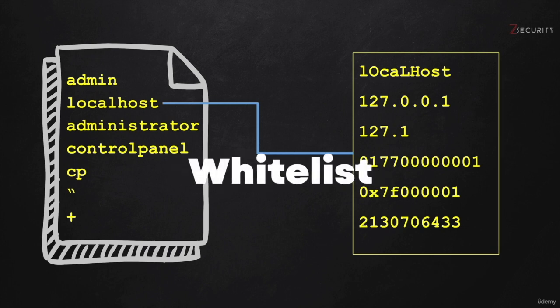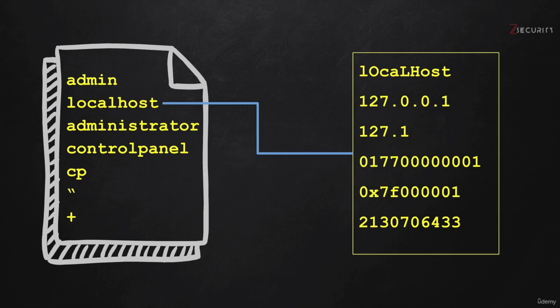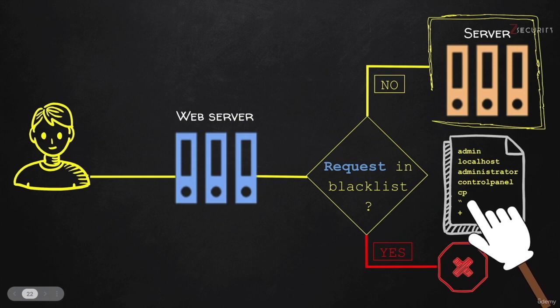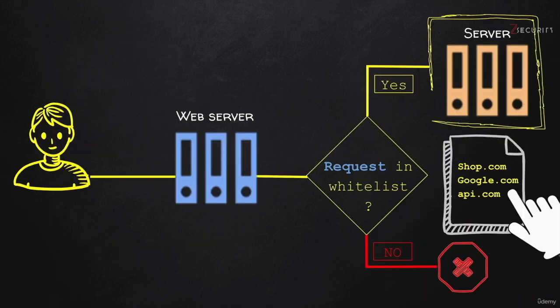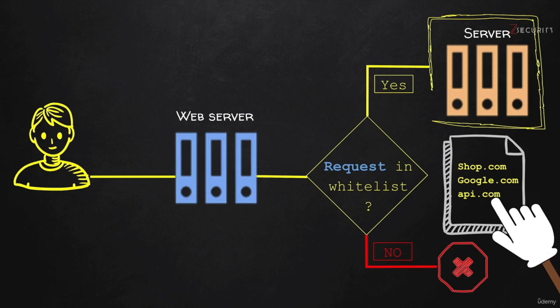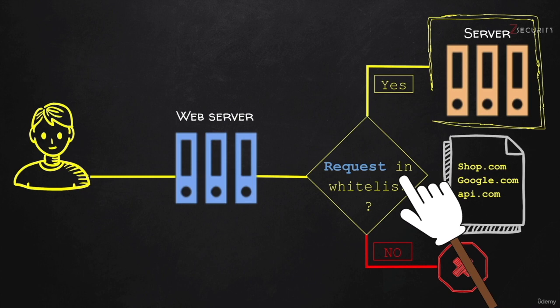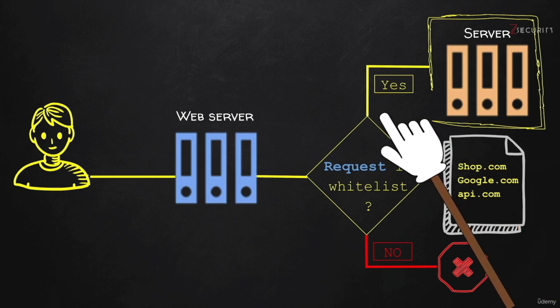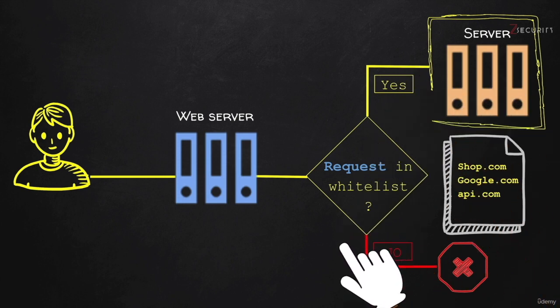So what do we mean by a whitelist? In a blacklist, we have a list of words that the requests should not contain. And if the request contains any of these words, we block it. The whitelist does the opposite. We have a list of words that can only be sent in the request. So it checks if the request is in the whitelist. So if it's being sent to shop.com, google.com, or api.com, for example, then we let it go. Otherwise, we refuse it.